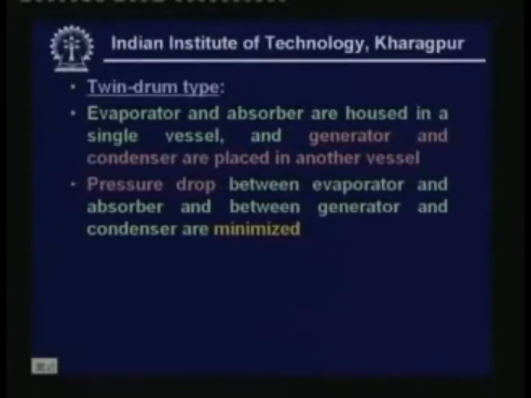Since the pressure levels are the same, you can club both the components and put both of them in a single vessel. So one vessel for the low pressure side, one vessel for the high pressure side. Ultimately you have only two drums. From the outside you will find two big drums, and pressure drop between evaporator and absorber and between generator and condenser are minimized by this kind of arrangement. Let me show a typical commercial twin drum type system.